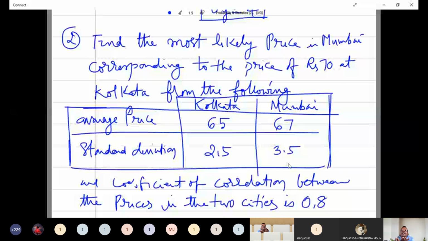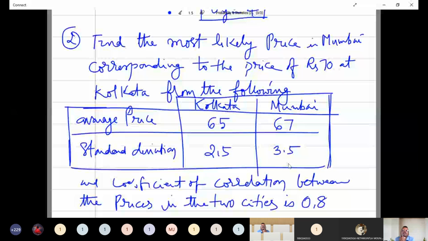That means we have a relation between these prices, one from Mumbai and the other from Kolkata. That is very, very important. And using that relation, we can find the unknown value using the known value. For that, we have to use the means and standard deviations which are given here.